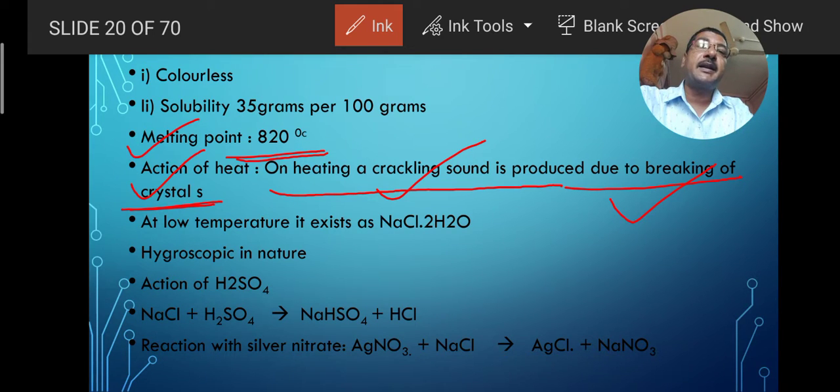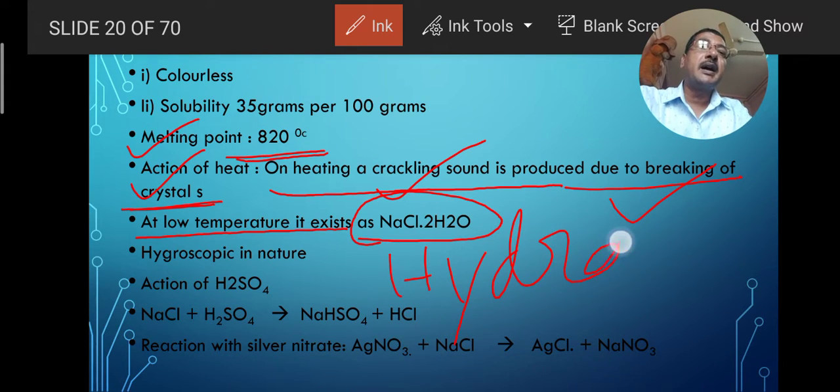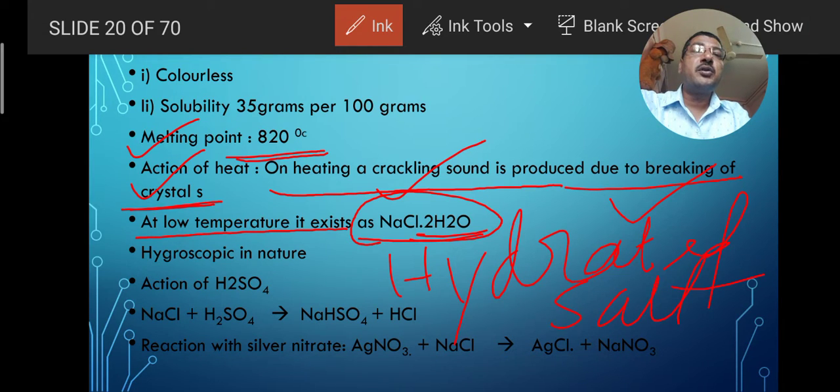Another is, at low temperature it exists in the form of NaCl, and along with that NaCl there are two molecules of water loosely attached, which means it is a hydrated salt. It is known as a hydrated salt when there is water of crystallization. So it is a hydrated salt at low temperature.